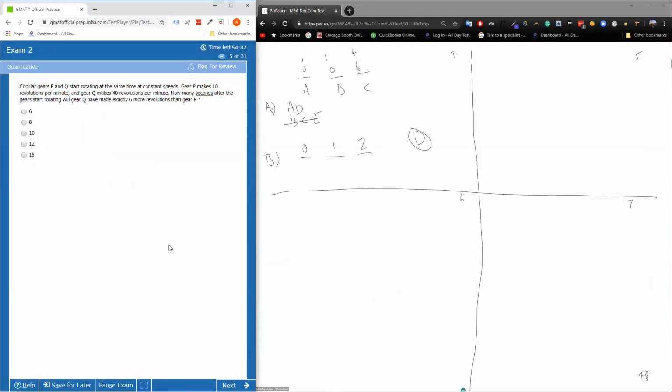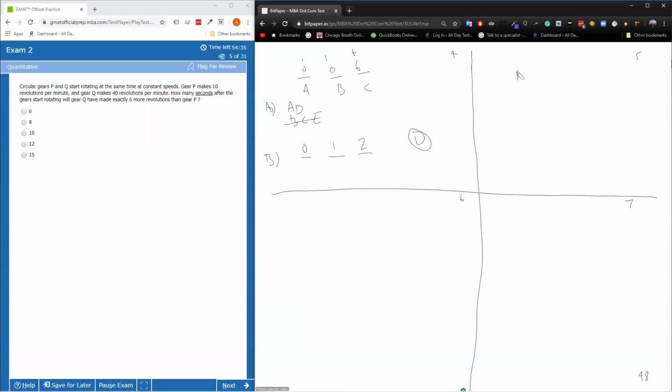Circular gears P and Q start rotating at the same time at constant speeds. Gear P makes 10 revolutions per minute. Gear Q makes 40 revolutions per minute. So we got gear P, gear Q, 10 rev per minute, 40 rev per minute. How many seconds, so we got to convert units, after the gears start rotating, will gear Q have made exactly 6 more revolutions than gear P?